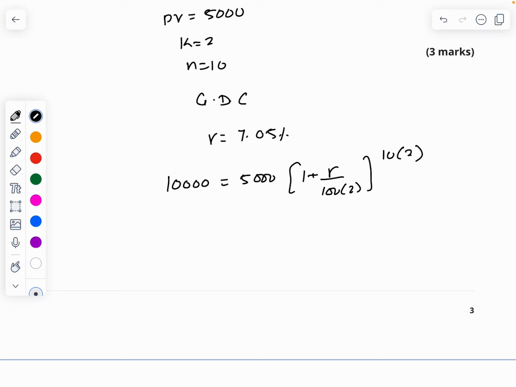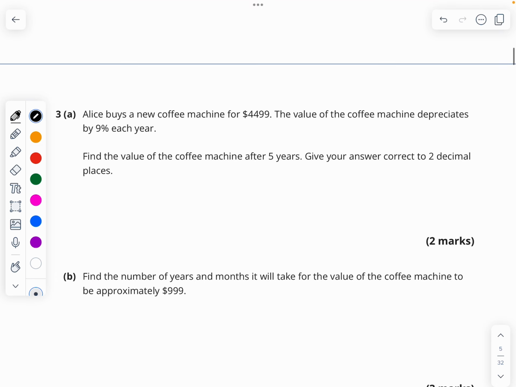Question number 3. Alice buys a new coffee machine at 4,499. So PV equals 4,499, R equals 9%, N equals 5 because it is 5 years. Then you have to calculate the future value.